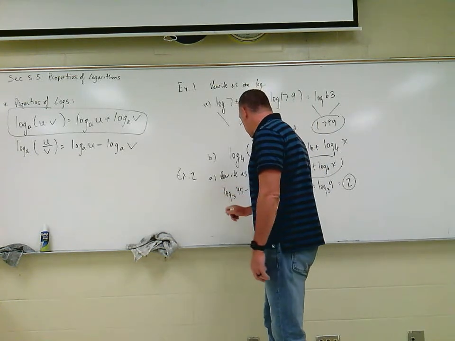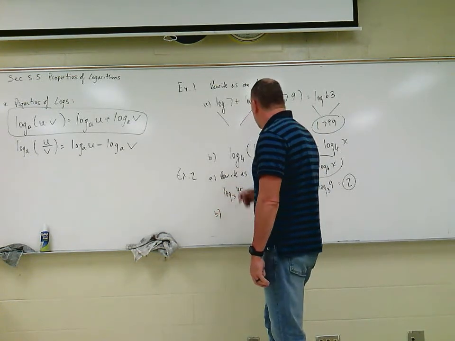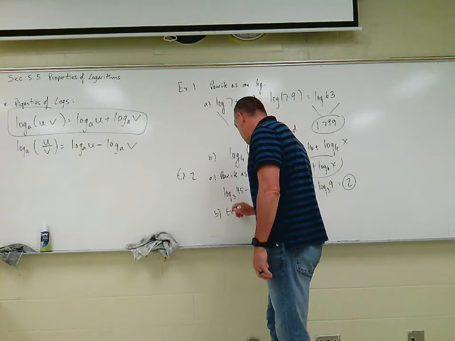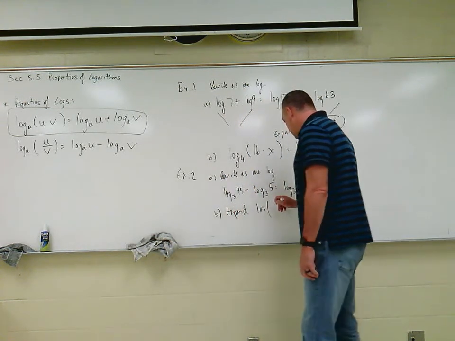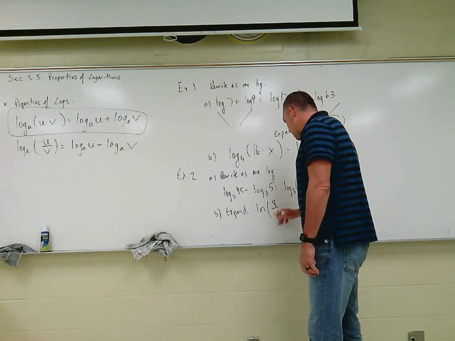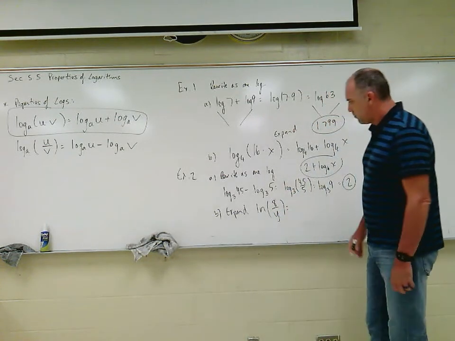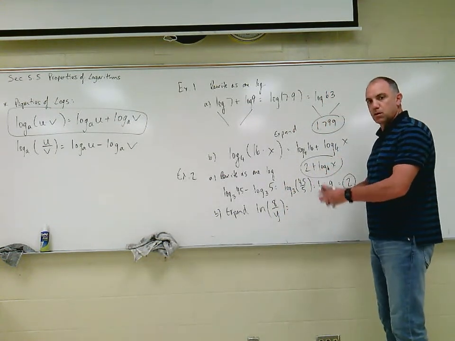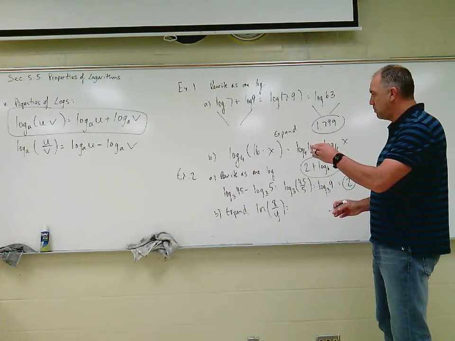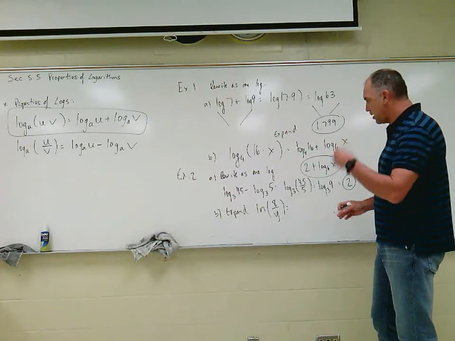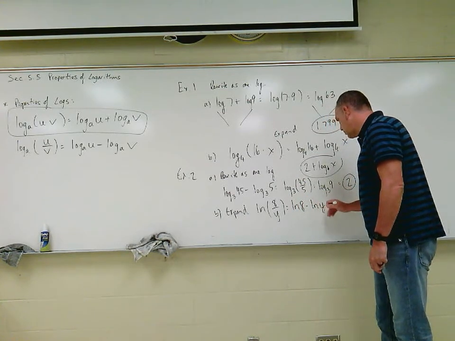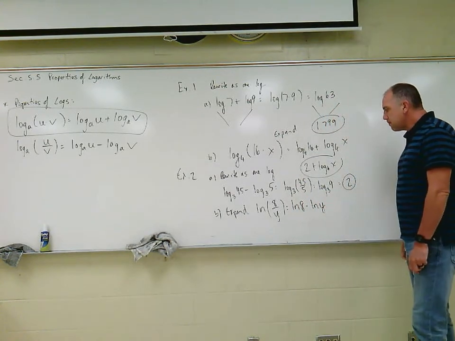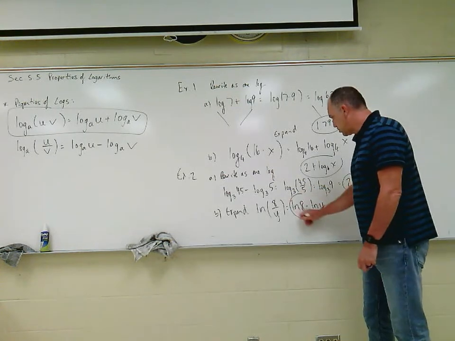I don't know why I put B there. Now it's part B. And maybe this one could be expanded. Maybe we have ln of 8 over y. Well, if we're going to expand it, now we're going to go from 1 log to many logs. So now I'm working left to right. So maybe I would say ln of 8 minus ln of y. Okay. And that's expanding. There's our answer.